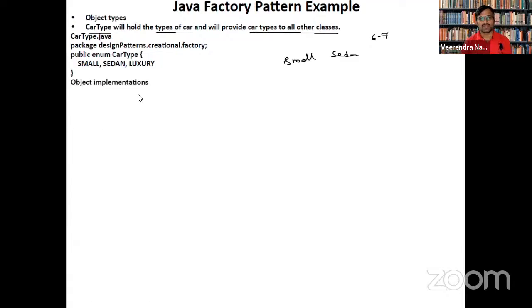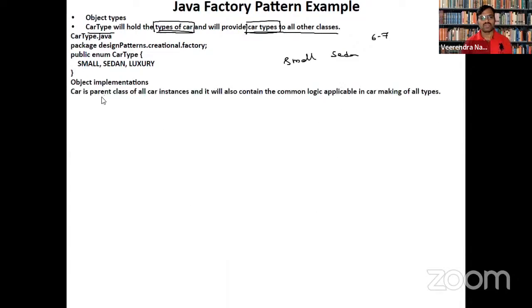Now the implementations of the object. Once again, what is this car type holding? Car type will hold the types of the cars, that is small, sedan, and luxury, and will provide the car types to all the other specific classes. So now we are going to look at the object implementation. What are the object implementations of car?